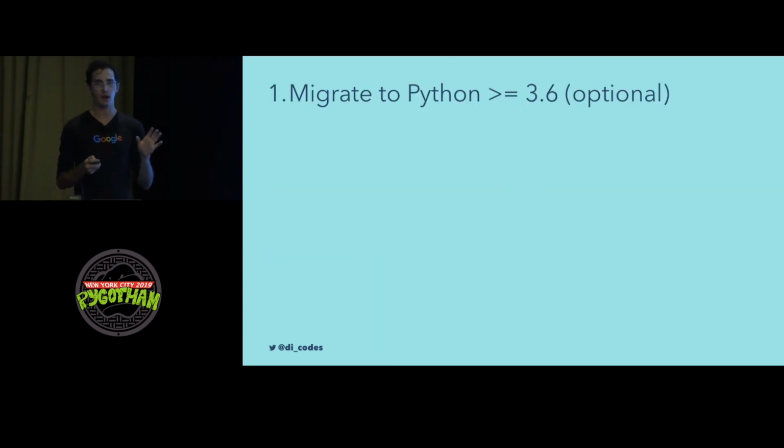All right, to conclude, here's how you can use static typing in Python in 5 easy steps. So first, optionally, you can migrate to a newer version of Python. Like I said, type comments will allow you to type older Python 2 code. But really, we should probably all be migrating to Python 3.6 or above. We're about to get Python 3.8, so you should at least be on 3.6.